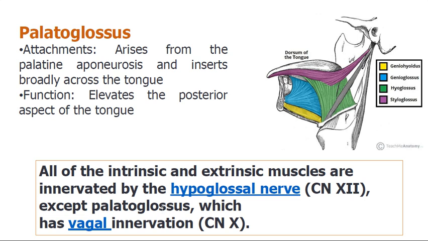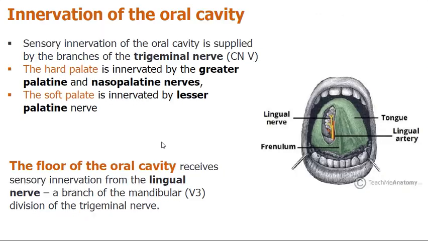So we can say that all muscles of the tongue, whether extrinsic or intrinsic, are supplied by the hypoglossal nerve except one, which is the palatoglossus, supplied by the vagus nerve. The innervation of the oral cavity is important, and here we can state that we have two types of innervation. We have general innervation and special innervation regarding the sensory innervation of the oral cavity.